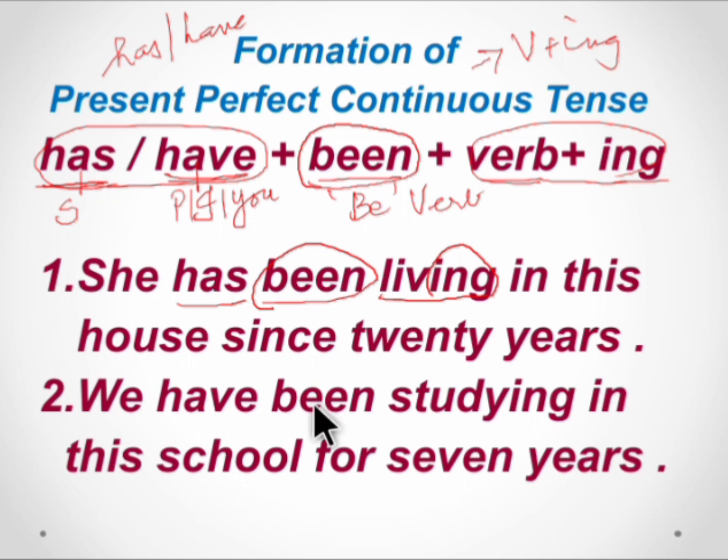Next sentence, we have been studying in this school for 7 years. So we is a plural subject, so we use have, study, and the verb ing. This been is the be verb for the perfect tense. So we have been studying in this school for 7 years. 7 years before you joined in the school. Till now you're studying, and in future you'll be studying still there. Till the school's period gets over, you will be studying there.